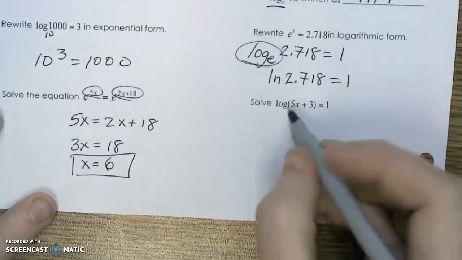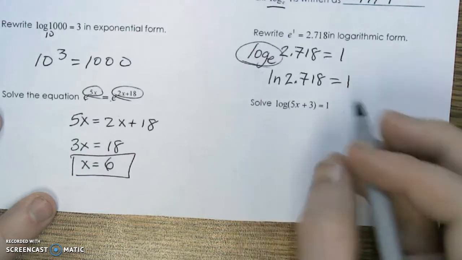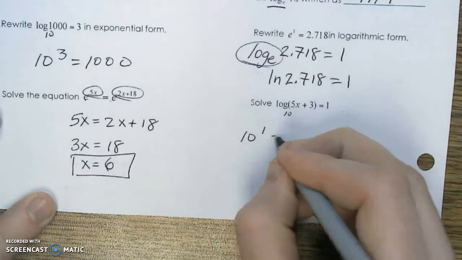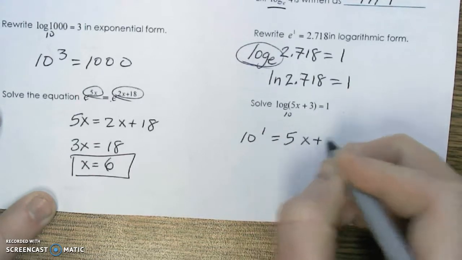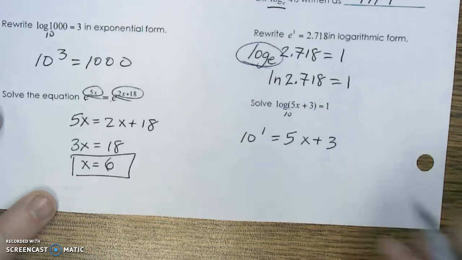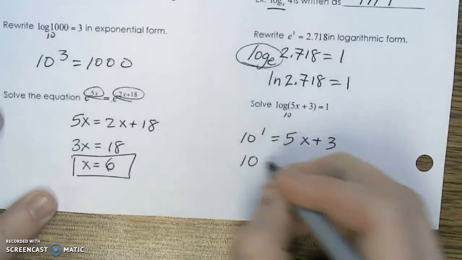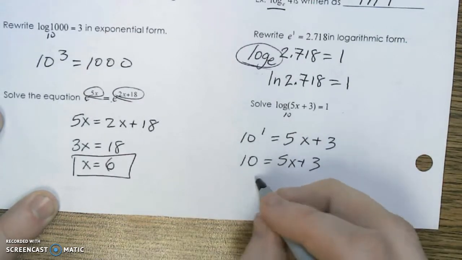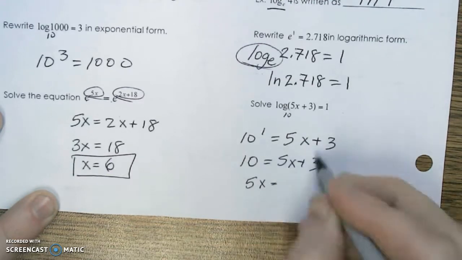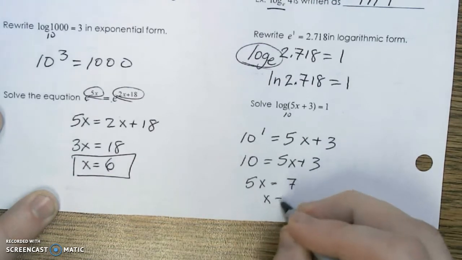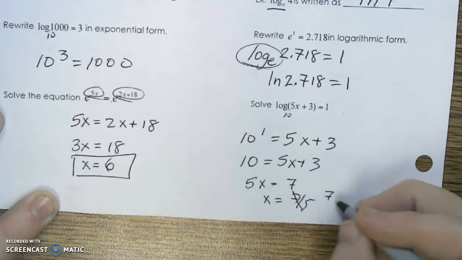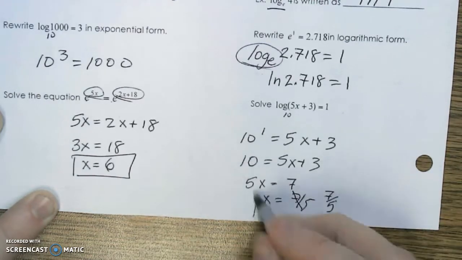And here, again, we need to change it into exponential form, but this one is missing that little invisible 10, so that can throw you off sometimes. Just remember, if there's no base, then it's a 10. And if it's an ln, it's E. 10 to the first is 10. Subtract 3 to the other side, and we get 7, and then divide by 5, so 7/5. It's an ugly 7/5. Slightly better.